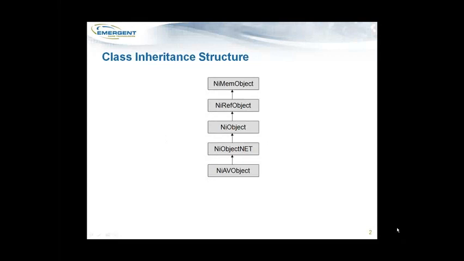Finally, at the bottom of this core of the inheritance structure is NiAVObject, audiovisual object, something that's going to be in the world, visible or audible. These things all have a position, a rotation, a scale, some bounds, all the other features you normally think of as belonging to objects in a scene graph.